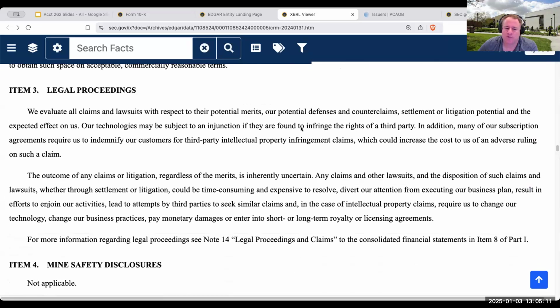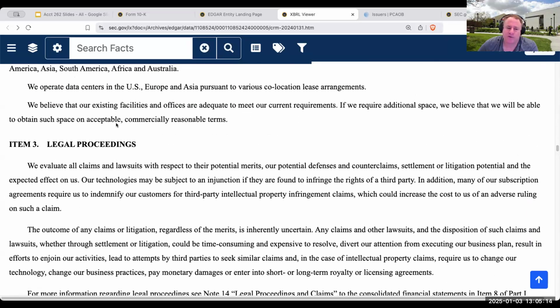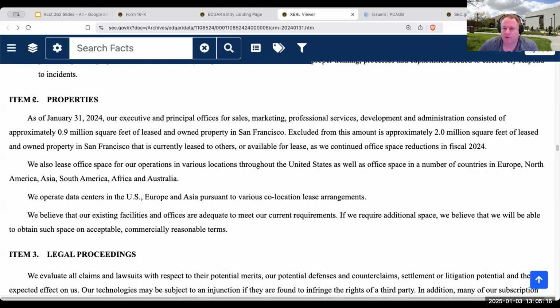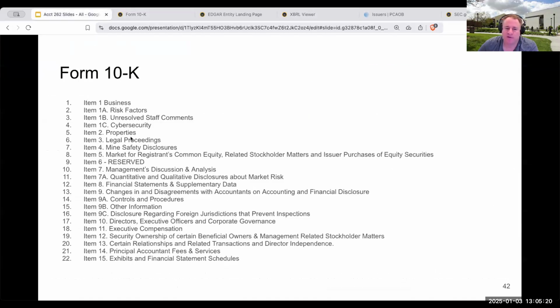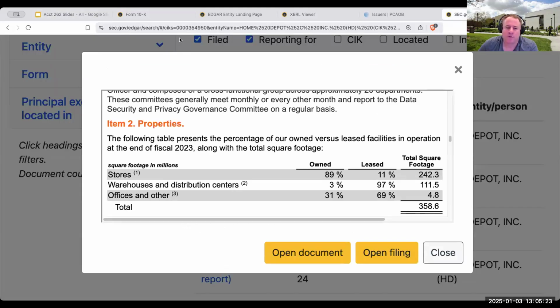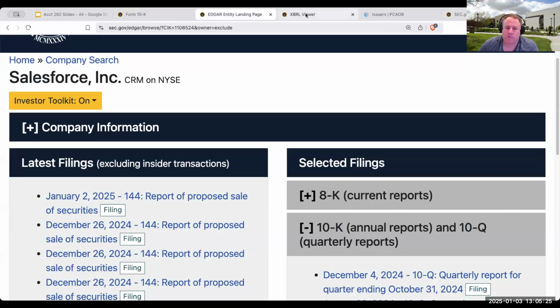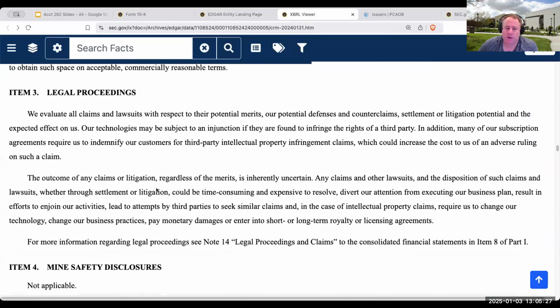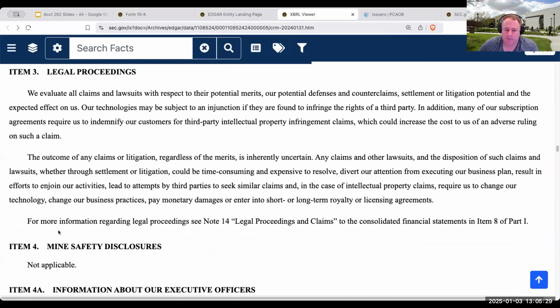So coming over here, you see, okay, for item 2 for properties, this is just, again, another disclosure that we have to go through and do. For the next one over here, for legal proceedings, we evaluate all claims, the outcome of all claims, and then it's telling us to go through and see note 14, legal proceedings and claims, the consolidated financial statements of item 8, part 1. So let's go through and find that over here.